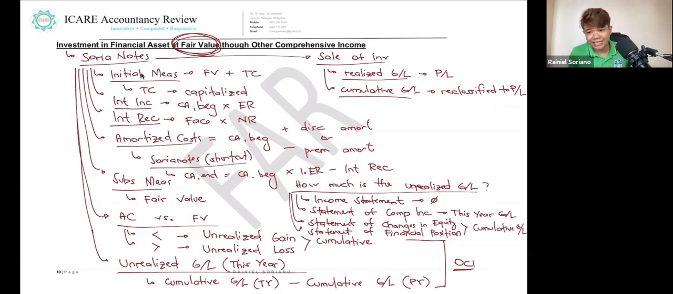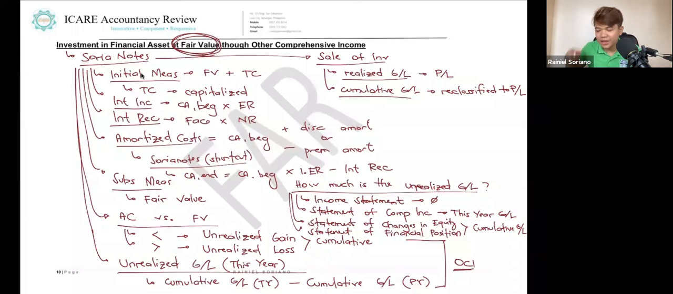So, chat section, please. Is the concept discussion clear, Sir Rain? Is FDOCI still clear? Are you still okay? Clear po. Yes po, sir. Alright, good job, guys.